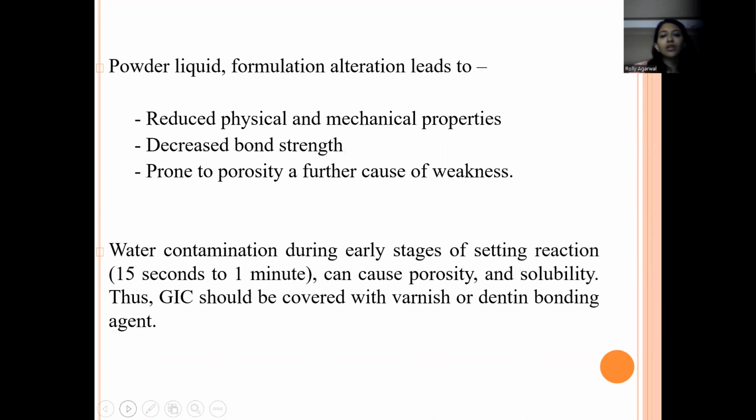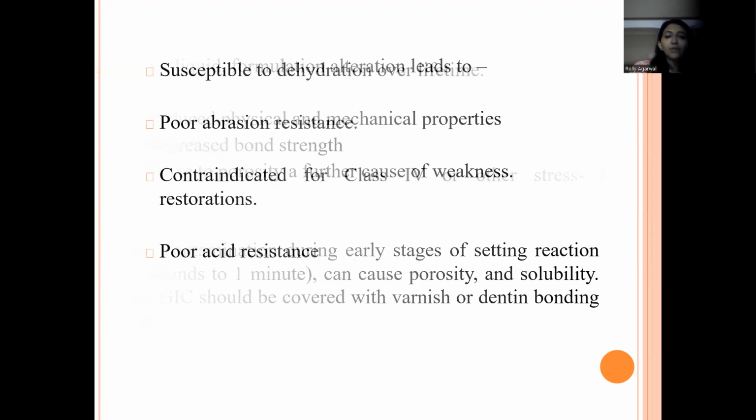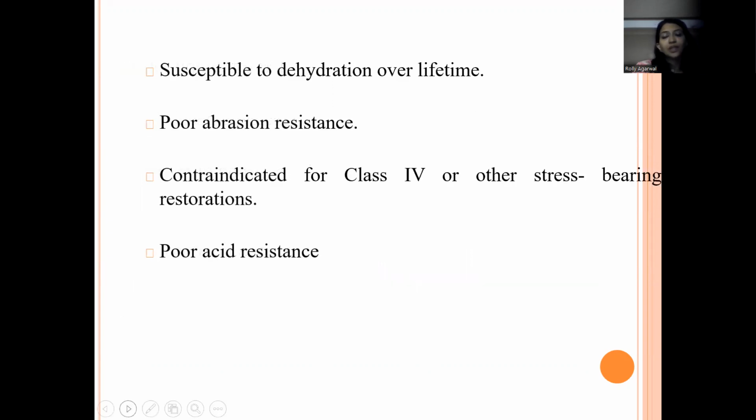Powder liquid formulation alteration leads to reduced physical and mechanical properties, decreased bond strength, prone to porosity, and a further cause of weakness. So water contamination during early stages of setting can cause porosity and solubility. Thus, GIC should be covered with a water impervious layer like varnish or dentin bonding agent once the placement or the initial set has been done.